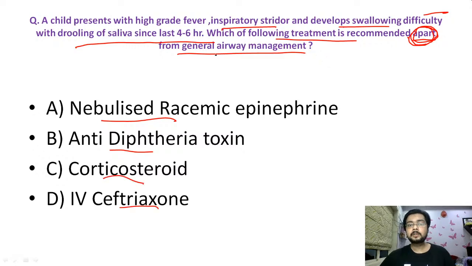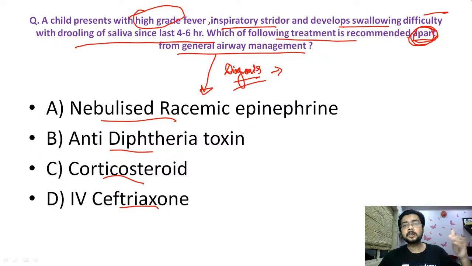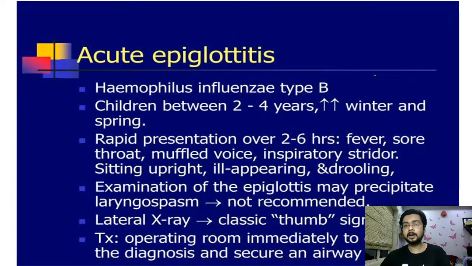First, to decide the management, you should arrive at the provisional diagnosis. So let us see some points. The patient is having high grade fever. This is the way you should approach a clinical scenario question: just underline the clinically important symptoms. Inspiratory stridor, swallowing difficulty, and a very short history of just 4 to 6 hours. Acute high fever, stridor. All of them are pointing towards acute epiglottitis.